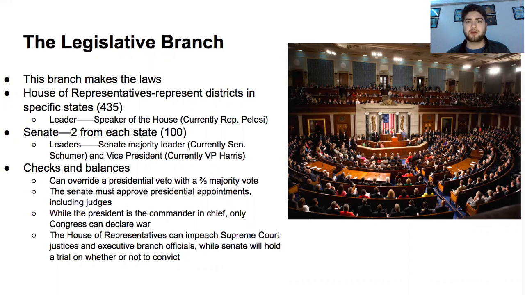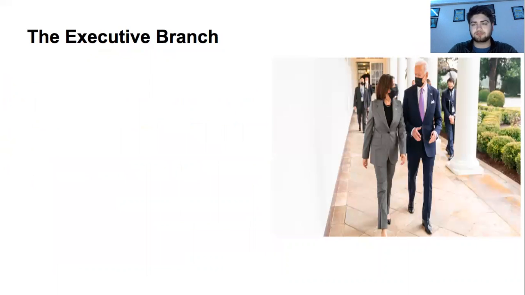Some of you may be familiar, former President Donald Trump was actually impeached twice while he was in office, but was not convicted either time.